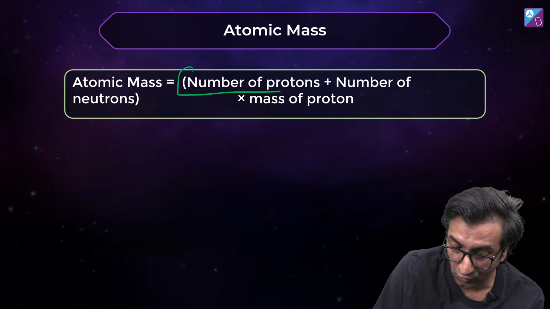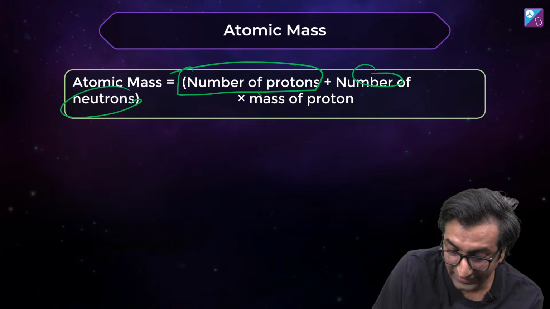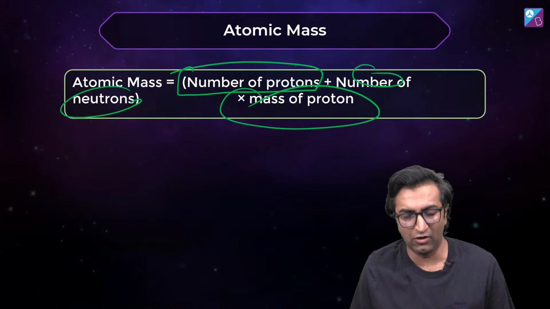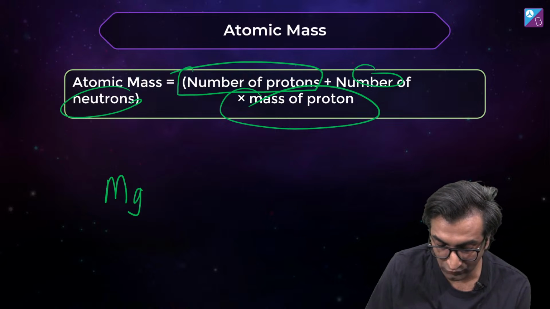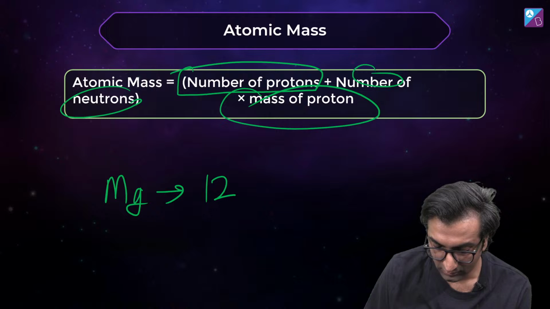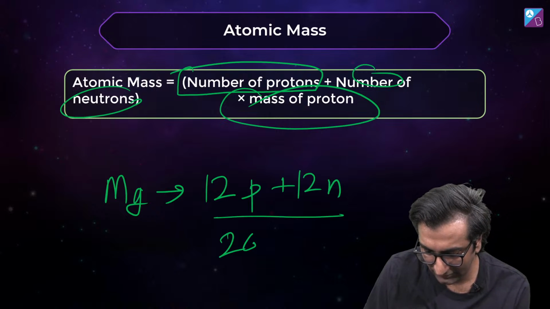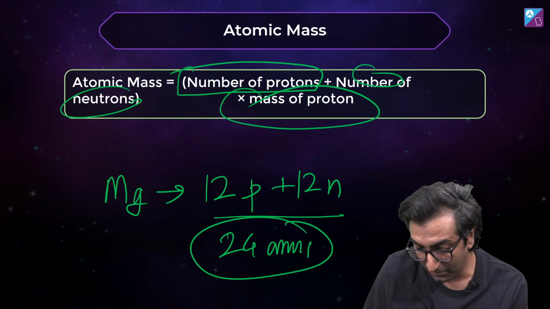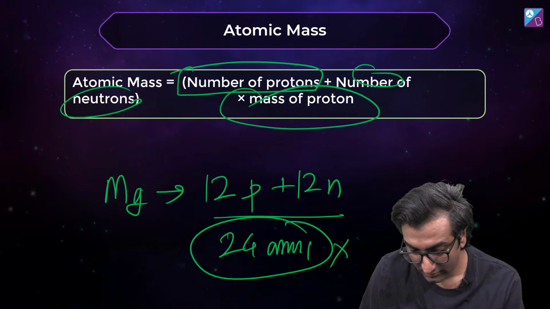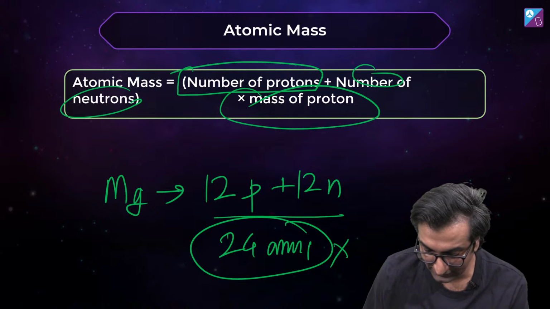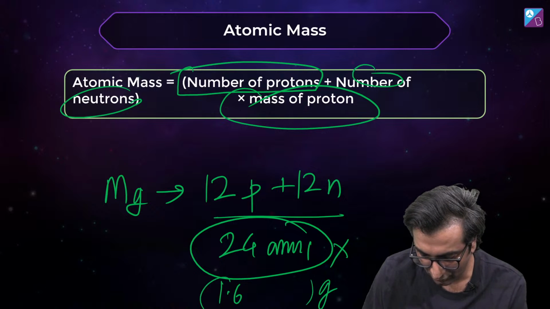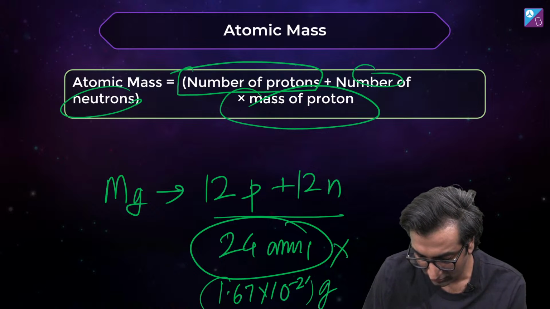It's going to be number of protons plus number of neutrons into mass of a proton. Now till now I've been saying that magnesium is what? Magnesium is 12. It's got 12 protons, it's got 12 neutrons. So its mass becomes 24 atomic mass unit, right? But what is its actual mass? Into whatever that mass is in gram of 1 AMU. How much was that? 1.67 into 10 power minus 24 gram.